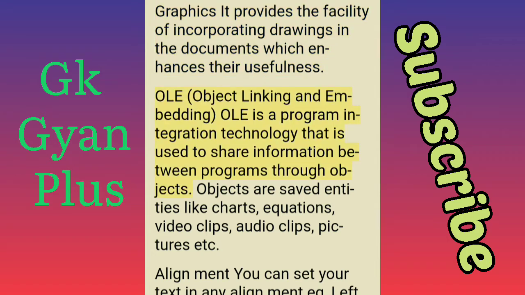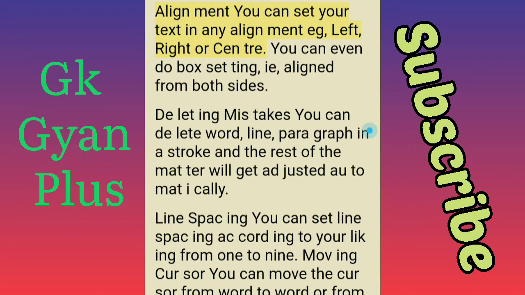Object linking and embedding is a program integration technology that is used to share information between programs through objects. Objects are saved entities like charts, equations, video clips, audio clips, pictures, etc. Alignment. You can set your text in any alignment, e.g., left, right or center. You can even do justified setting, i.e., aligned from both sides.